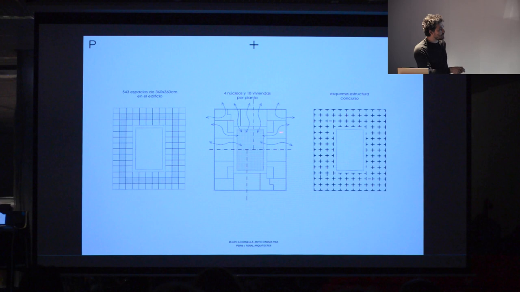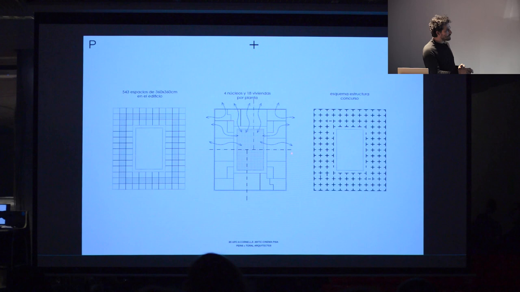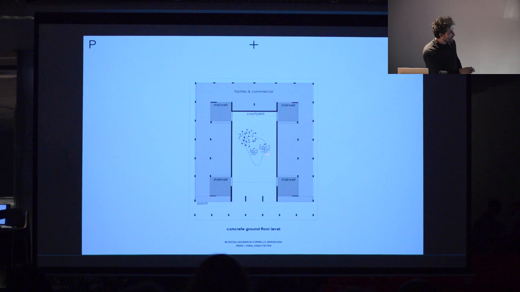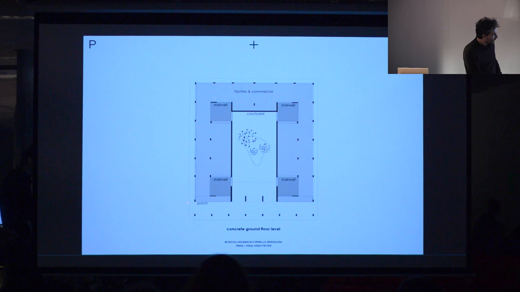So we had this scheme that was very conceptual, but then we realized it was not the most optimal one because of the idea of reducing we were talking about at the beginning. Well, the first decision, more like this idea of sharing, was that instead of entering each one of the cores directly from the street, we decided to make a porch and have all of them enter through the courtyard.